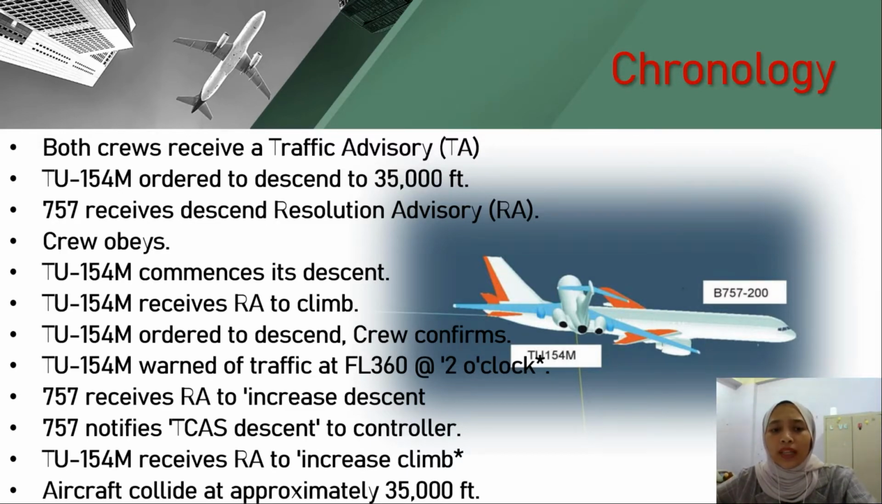The TU-154M, following the first, commences to descend, so the crew confirms. Meanwhile, the Boeing 757 received a resolution advisory to increase descent, but the TCAS design controller were notified by the Boeing 757. So now both aircraft were in descending order, and then they collided at approximately 35,000 feet.